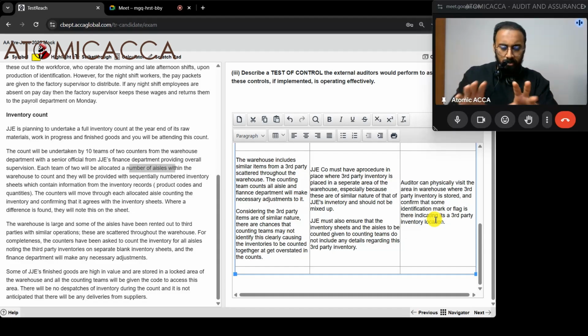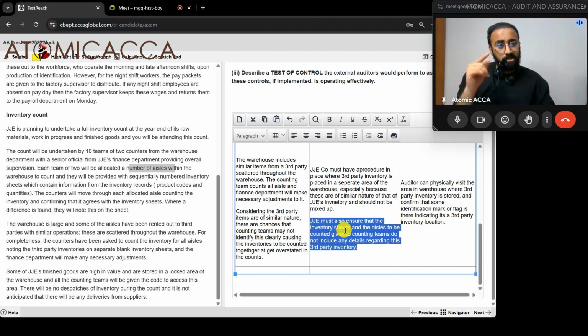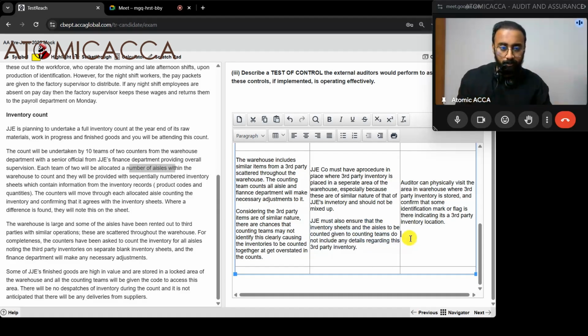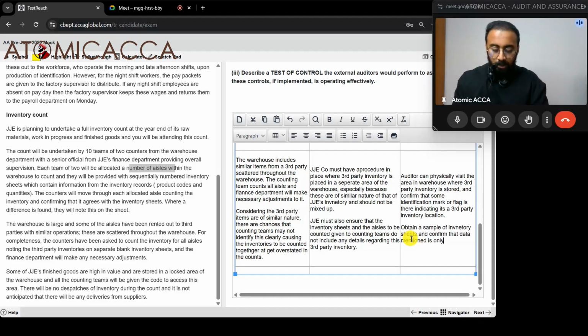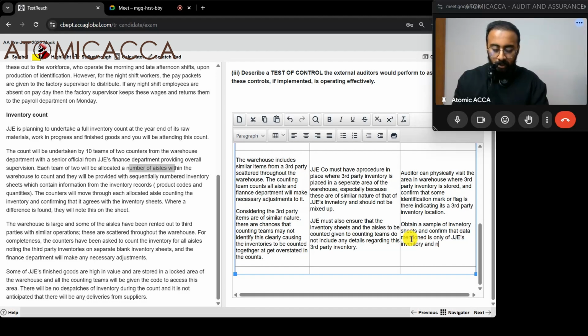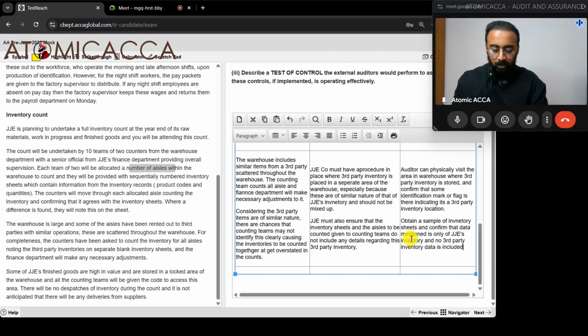So the first part is sorted, something is located over there. Is that the only thing I want to confirm? No, there's one more thing I told. This inventory sheet should not have any information regarding this. So what I can do is collect a sample of inventory sheets and confirm that all items recorded over here are only things related to JJ's inventory and no third party inventory or records are involved. So obtain a sample of inventory sheets and confirm that data mentioned is only of JJ's inventory and no third party inventory data is included within it.